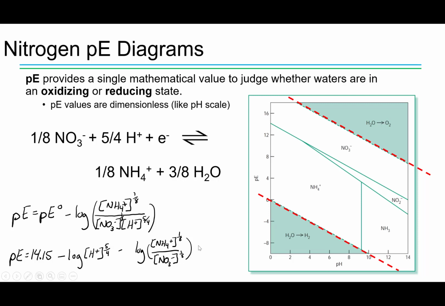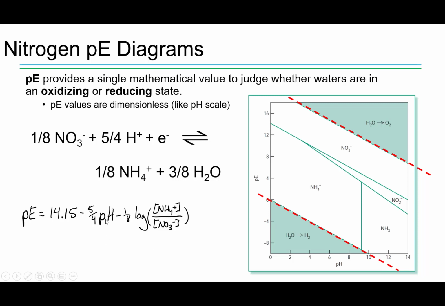We can simplify this expression further and say that the negative log of the proton concentration to the 5/4 is the same as 5/4 times the pH, because pH is the negative log of the proton concentration. And we can similarly simplify the last term by remembering that for logs, if each of these terms in the parentheses is raised to the 1/8, we can pull the 1/8 out in front, and we have just negative 1/8 times the log of the ammonium concentration divided by the nitrate concentration.